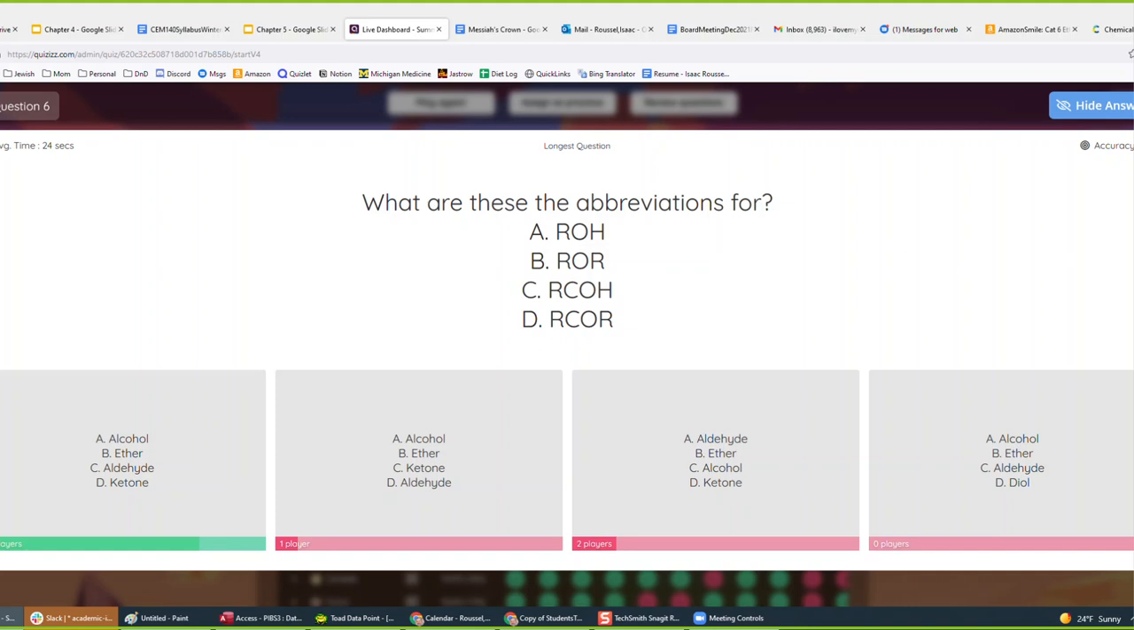Most of you got this one correctly. What are the abbreviations for? This is an alcohol, this is an ether, this is an aldehyde, and this is a ketone. So just trying to reinforce remembering these general formulas.